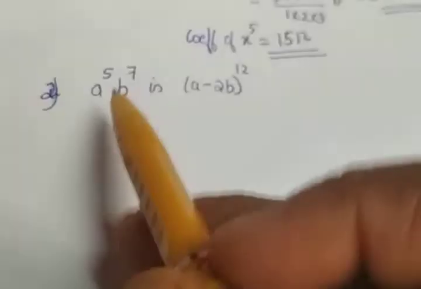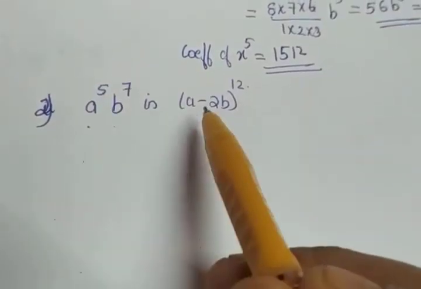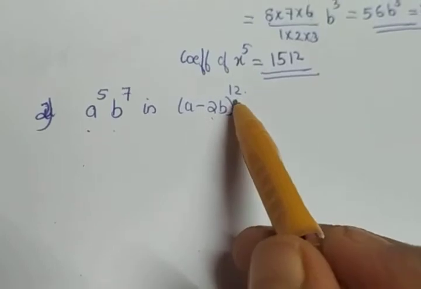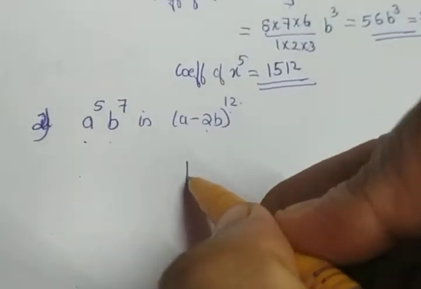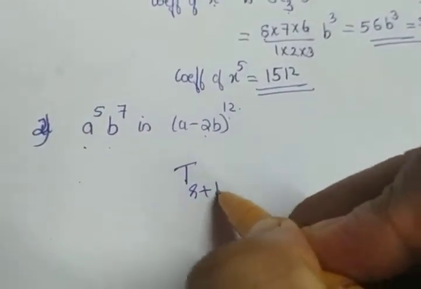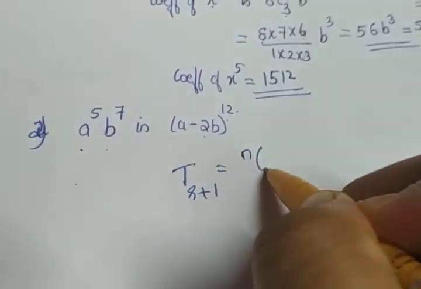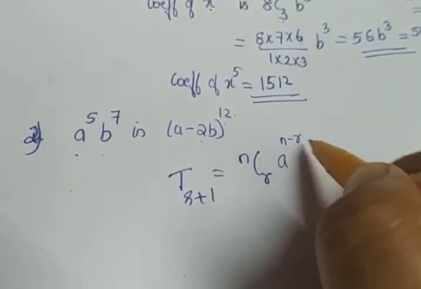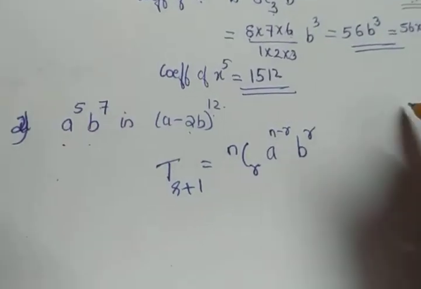The next is to find the coefficient of a raised to 5 into b raised to 7 in (a minus 2b) the whole raised to 12. So here also what I have to do is write the general term T(r+1). T(r+1) by formula is nCr a raised to n minus r into b raised to r. Write the value of a, b and r.